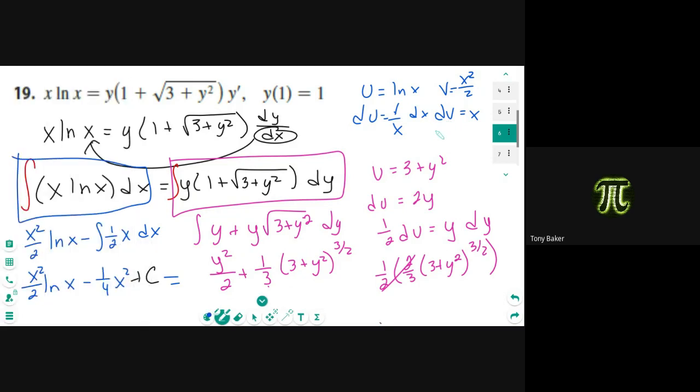So you end up getting x squared over 2 times 1 over x. So the 1/2 x squared over x is just x.